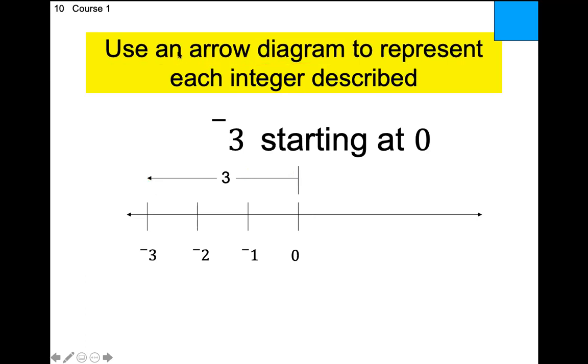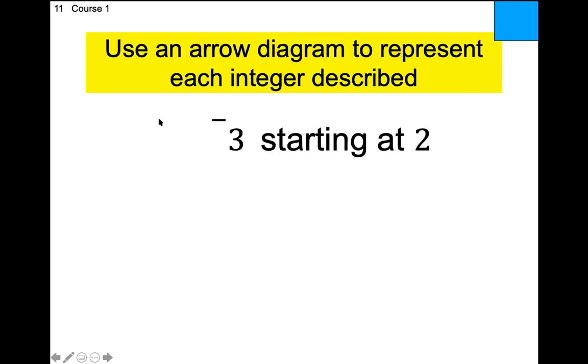For instance, the next one says -3 starting at 2. Once again, the best technique is find the smallest number. That's the starting point on your number line, and I go to the largest number. My number line begins at -3 on the left, and I count up to a +2. So -3, -2, -1, 0, 1, 2.